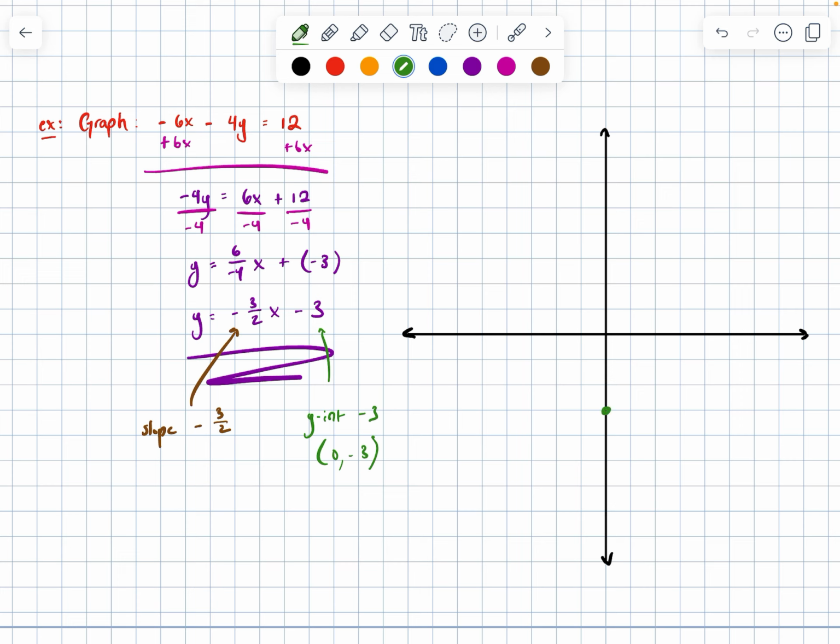All I've got to do now is build that graph. So 0, negative 3 would be 1, 2, 3 units down on my y-axis. So here's my point, 0, negative 3. Label it with its ordered pair.